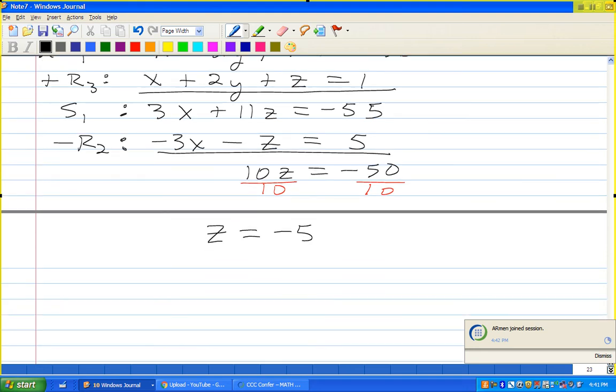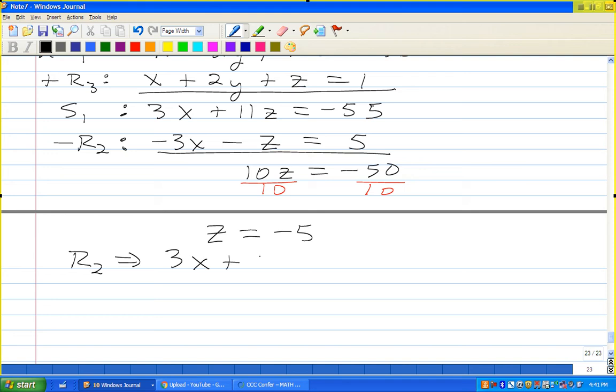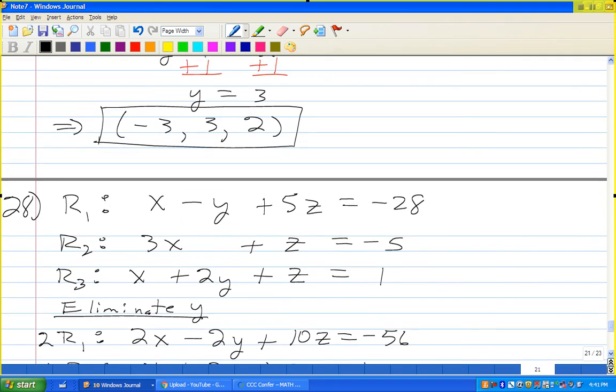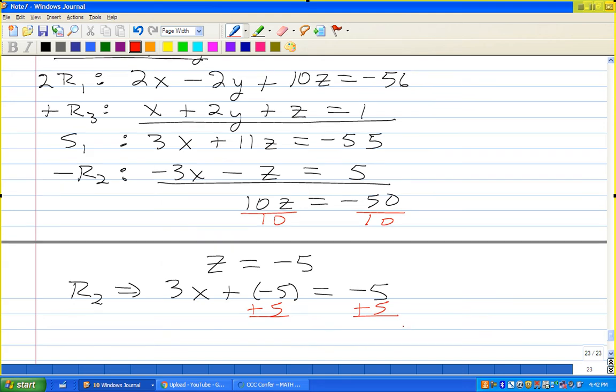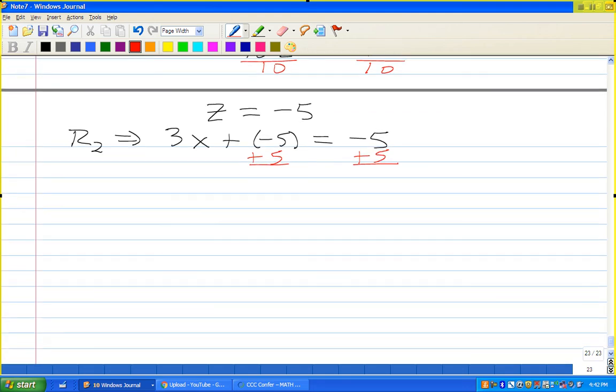Let me solve here for x. So let's plug into R2. So I have 3x plus negative 5 equals negative 5. Yes. So let's add 5 to both sides of my equation. So 3x is equal to 0. Divide both sides of your equation by 3. So x is equal to 0.